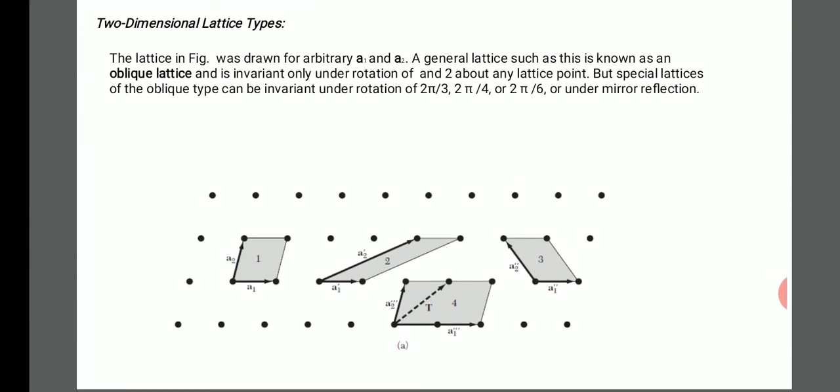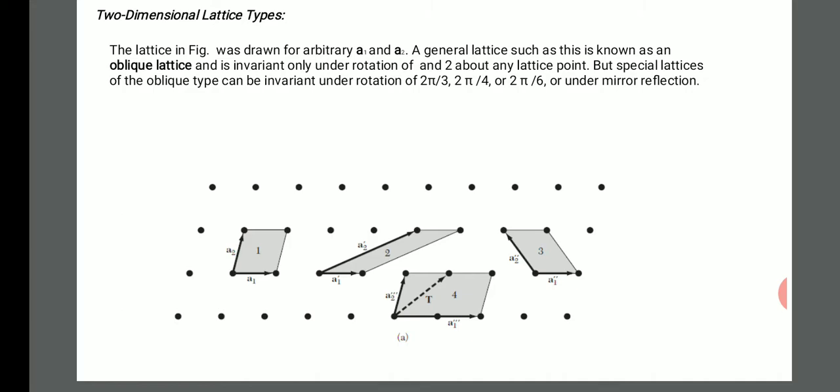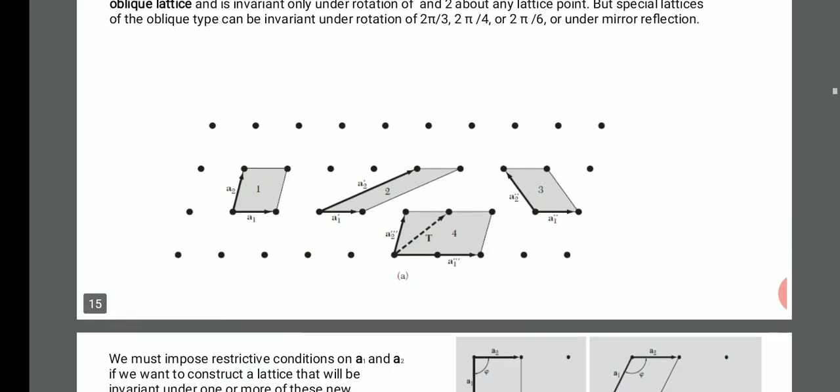Two-dimensional lattice types. In this figure, we have drawn an arbitrary A1 and A2, a general lattice. This is known as an oblique lattice, and is invariant under rotation of 2 pi about any lattice point. But special lattices of the oblique type can be invariant under rotation of 2 pi by 3, 2 pi by 4 and 2 pi by 6, and under mirror reflection.